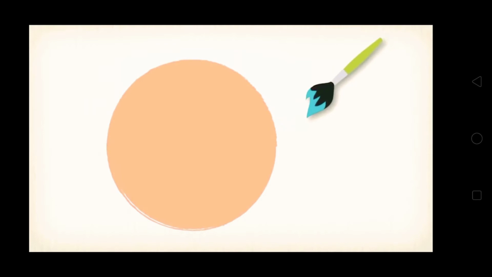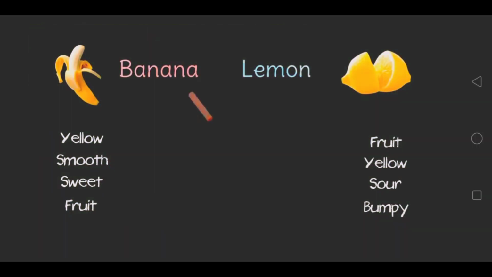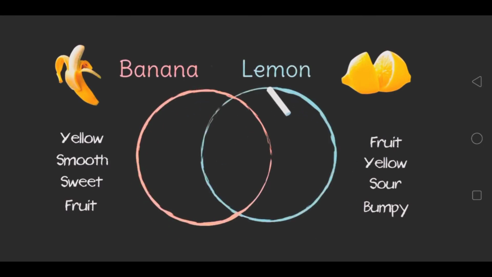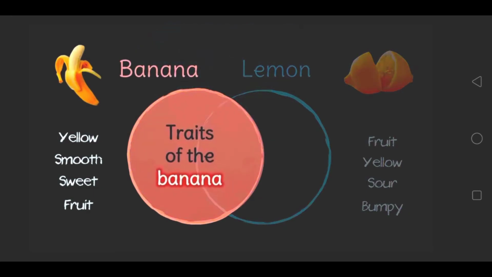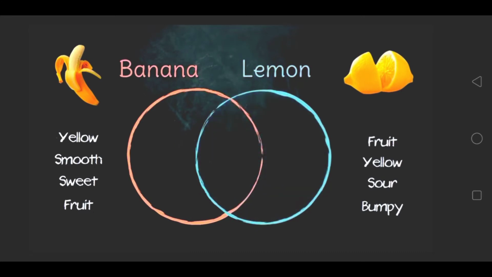So, to illustrate the characteristics of a banana and a lemon, we will be using two overlapping circles. One for banana and one for lemon, to show the traits of a banana and the traits of a lemon. While at the middle or the overlapping part are the traits that they are alike.